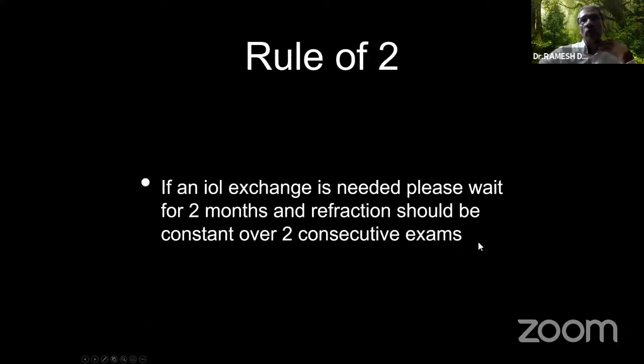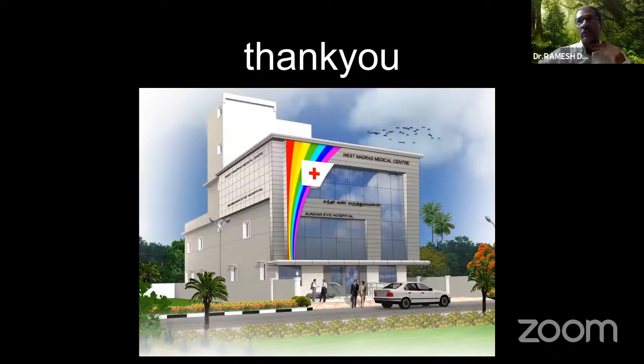We have a rule of 2 when you want to do a lens exchange. If you want to do a lens exchange or a piggyback, please wait for 2 months, and please wait till the refraction is stable on 2 consecutive examinations. Thank you. I think my 10 minutes are up, and I will stop with this.